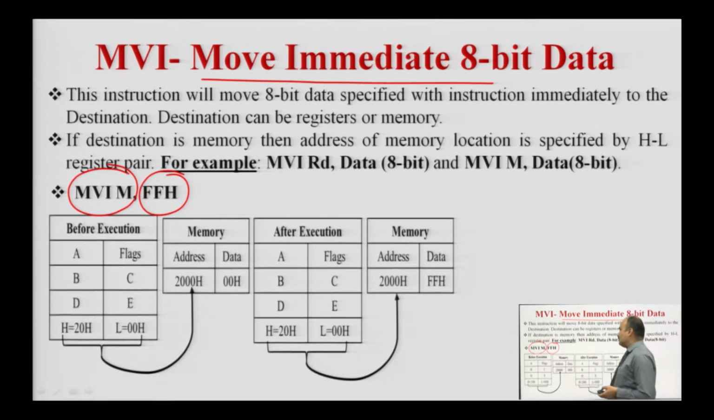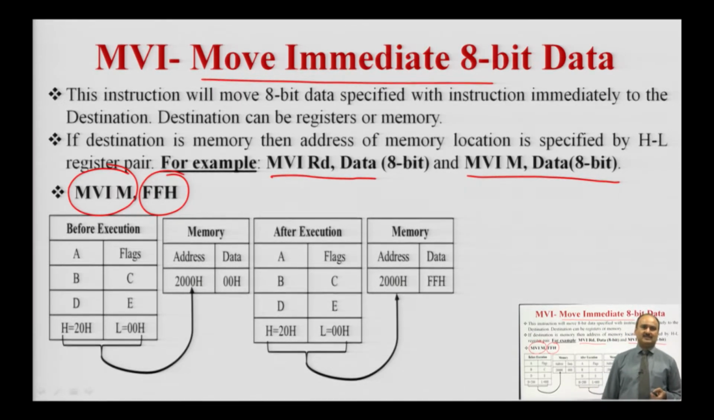So, the examples of this MVI instruction are MVI Rd, comma, 8-bit data, and MVI M, comma, 8-bit data. In MVI Rd, Rd is nothing but the destination register and the data which is specified with the instruction is 8-bit. In the second instruction, MVI M, M is nothing but the destination and the data is 8-bit which is specified with the instruction.